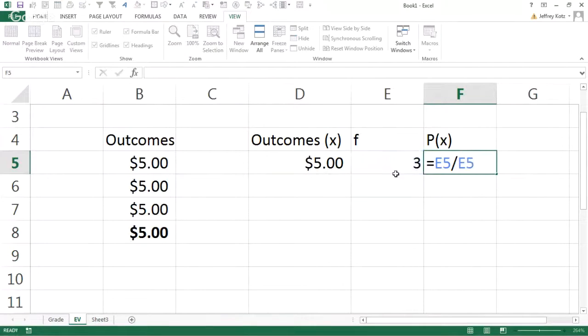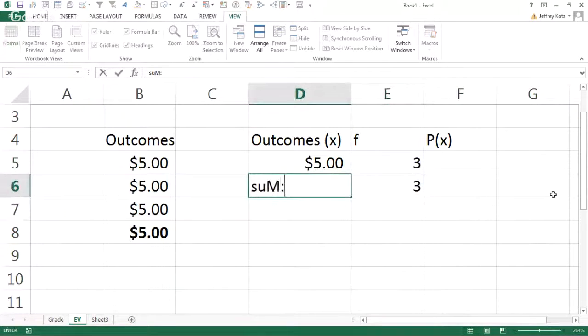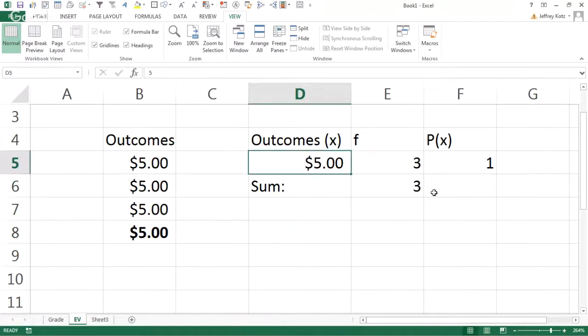To be fair, let's say this is the sum. This is the sum. So the probability, and this is pretty trivial, the probability of drawing a win $5 ticket, if there are 3 win $5 tickets and nothing else, is 1. That's the probability of winning this game.